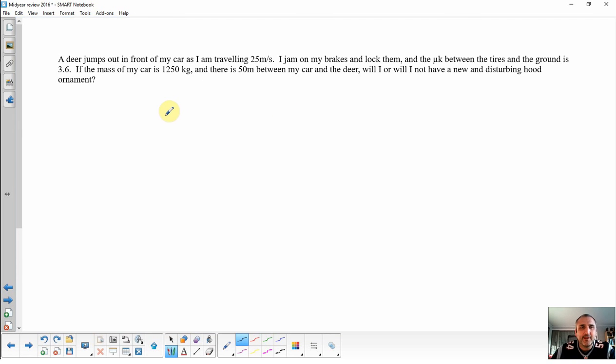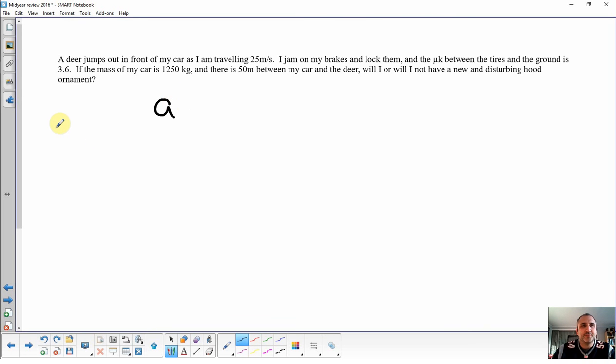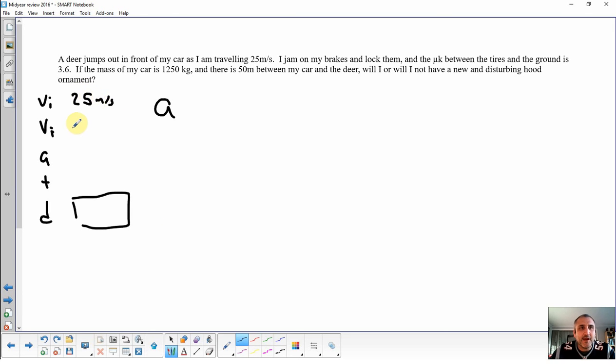So first thing we need to figure out is what the acceleration is, because we're dealing with VI, VF, A, T, D, and ultimately we want to know what the displacement is. Okay, the deer is 50 meters away, how far does it take me to stop? That's the ultimate question. I know I'm starting out at 25 meters per second, and I hope that I stop, so my final velocity is going to be 0. That is the dream, okay?